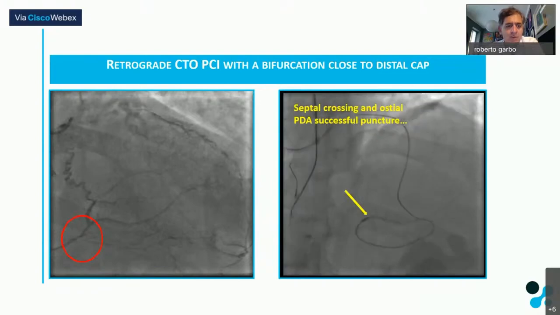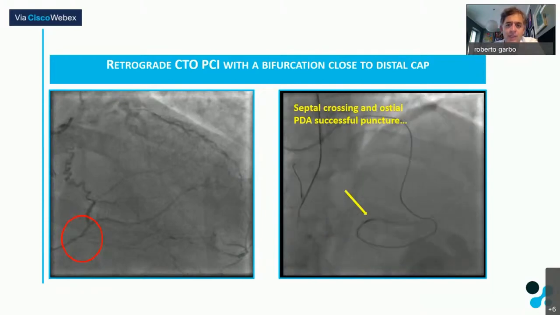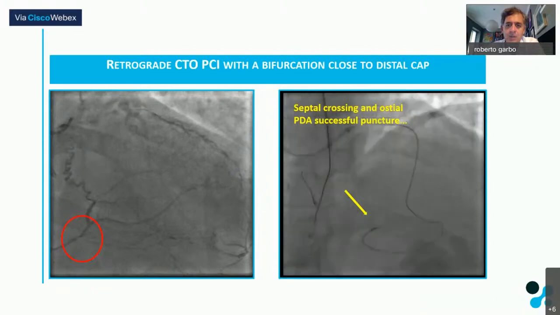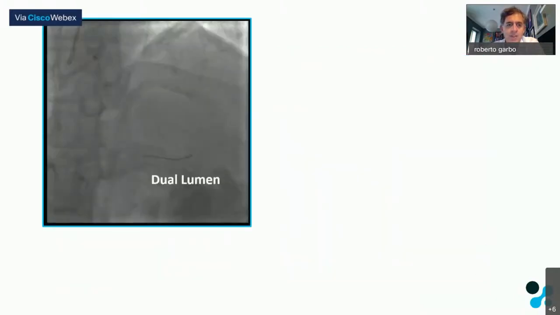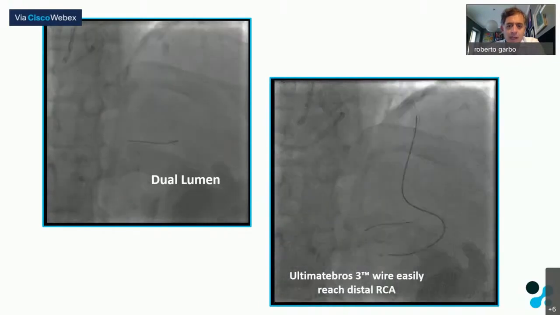This is an interesting case of occlusion at the level of bifurcation, close to the distal cap. I crossed with the Corsair, and I had to go in the posterolateral branch. Then I was not able to go into the right. I took a dual lumen retrograde through the septa. This is the dual lumen crossing, and then with dual lumen, I was able to go with the Ultimate Bros.